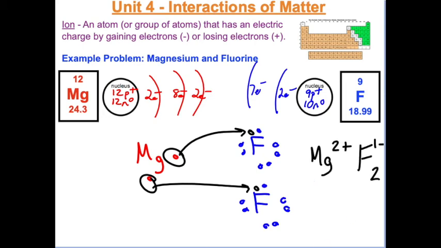There's 1 magnesium with a 2 plus charge. There are 2 fluorines, each with a 1 minus charge. So those 2 1 minus charges are able to cancel out the 2 plus charge on magnesium. We write it as MgF2.